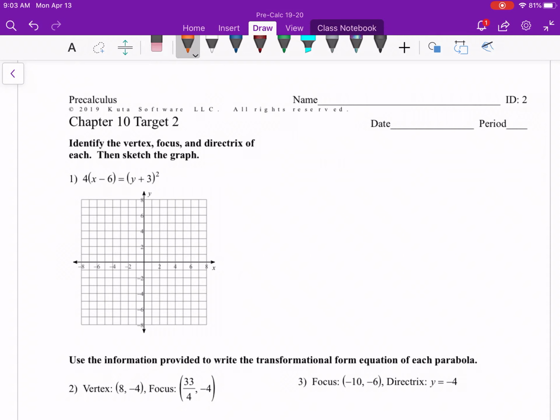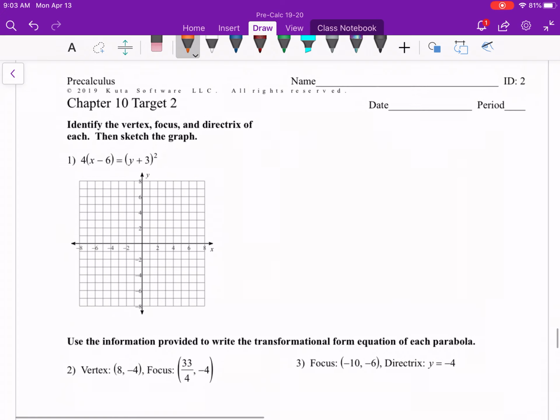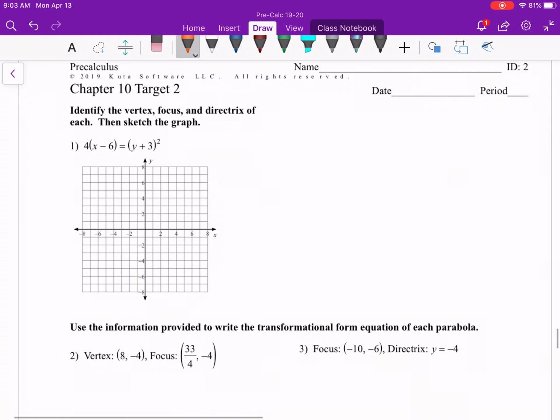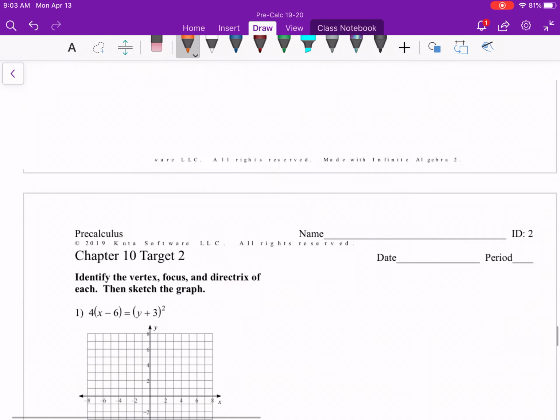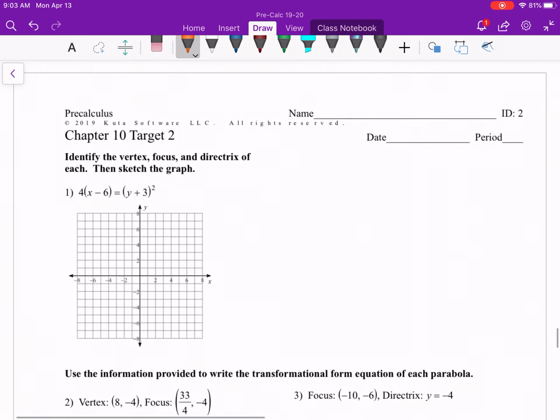Okay, hi guys. This is going to be a video for help on parabolas, as requested. So this is a target, pretty much exactly like the one you guys have on your target, just a different form. So I'm going to use this to demonstrate to you guys and hopefully clear up some misconceptions.